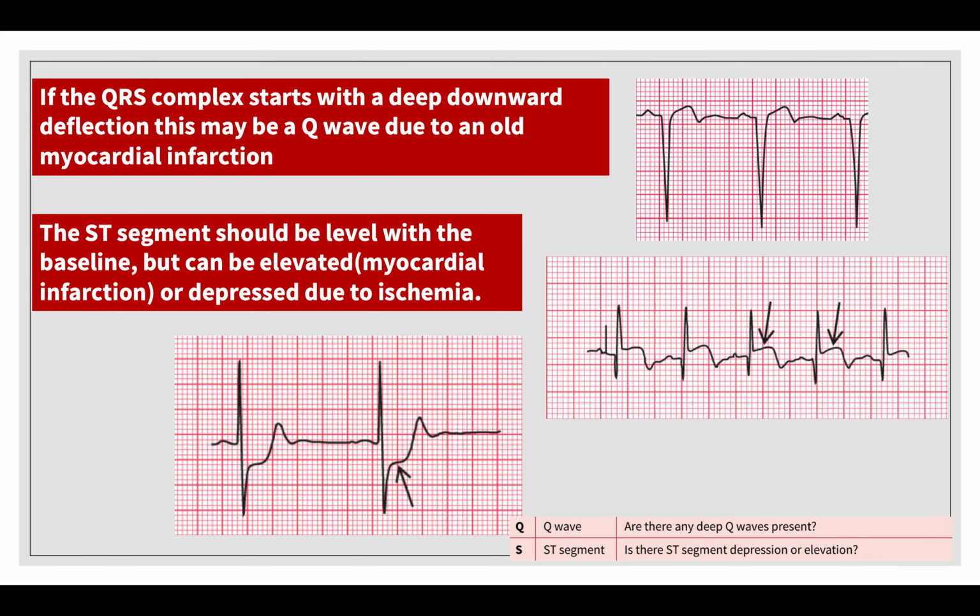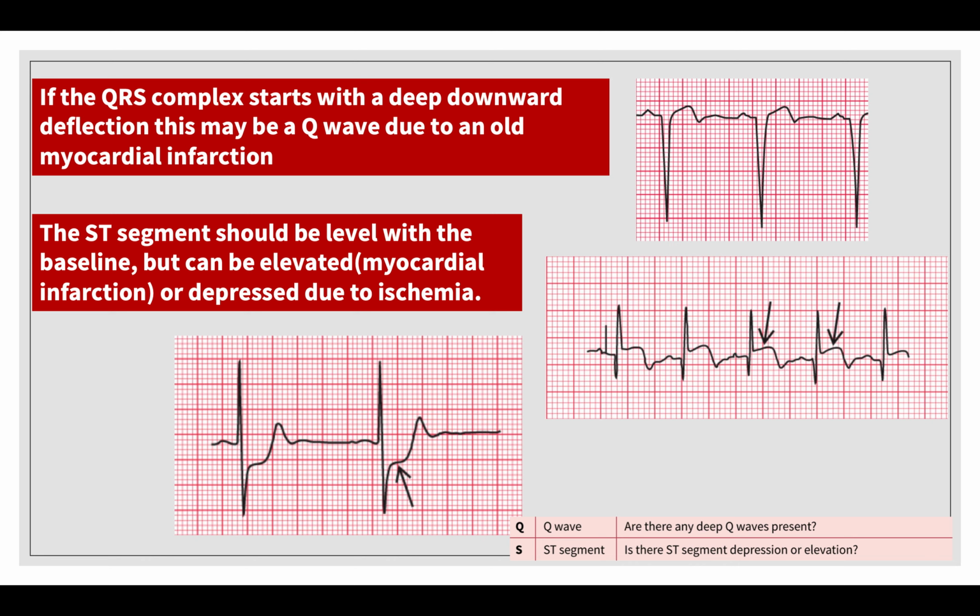Now, we've gone through RR, P, W, QST. Now Q stands for pathological Q waves. If the QRS complex starts with a deep downward deflection, this may be due to an old myocardial infarction. So instead of a regular R wave or a QRS complex, if it's just a big negative pathological Q wave first, and there is no R or S wave, then this could be due to someone suffering from an old myocardial infarction.